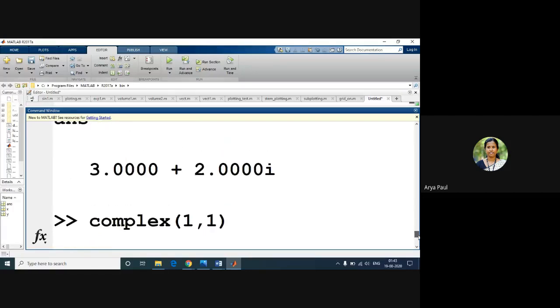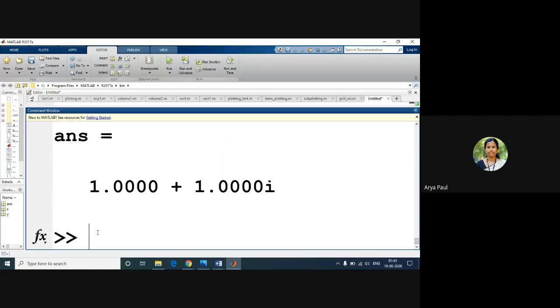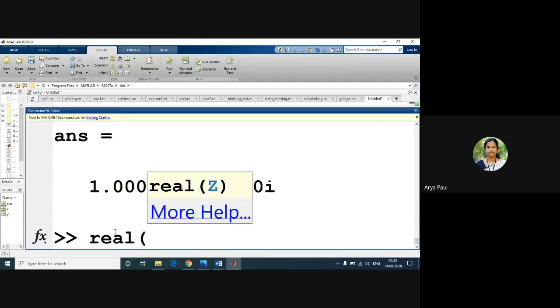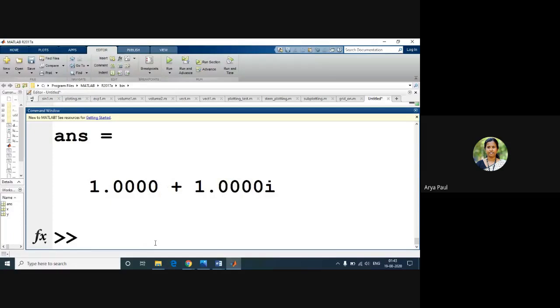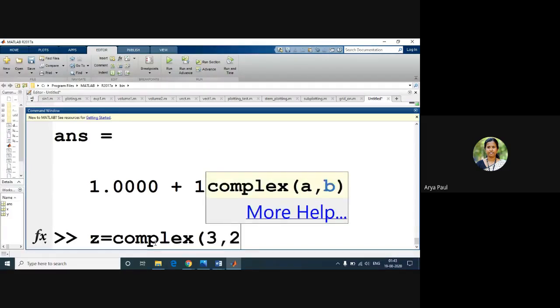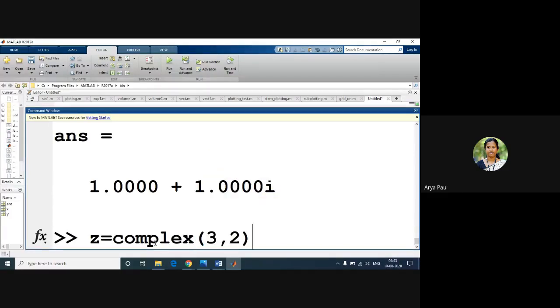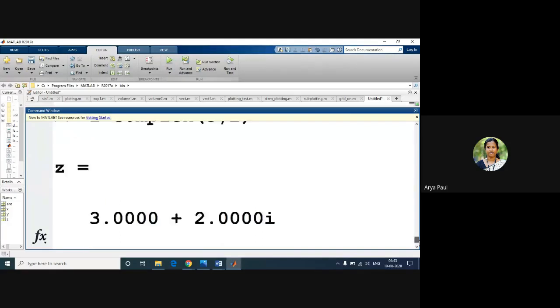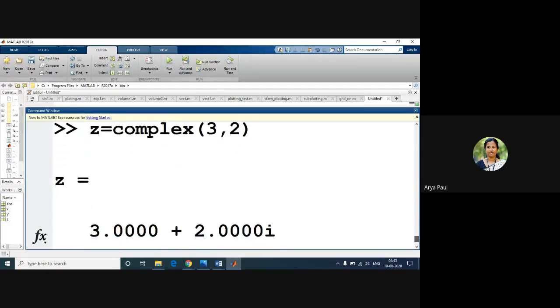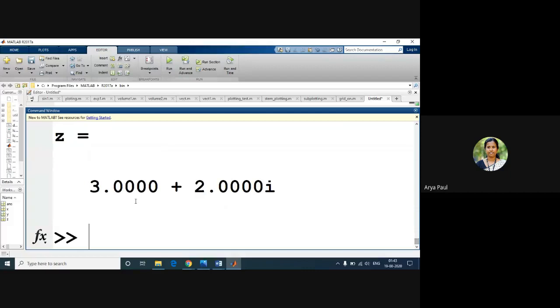Complex function, I think you know this. Now, the real part of this complex number. I will define a complex number, say z. z equals complex of 3, 2. This time I am creating a complex number z. z equals complex of 3, 2. I will get 3 plus 2i, because 3 is my real part and 2 is my imaginary part. This is 3 plus 2j, or 3 plus 2i.